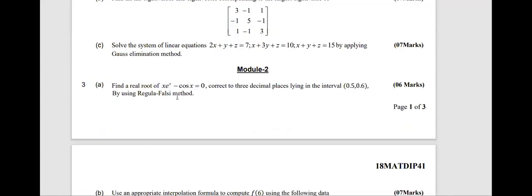Just make a note of it. Find a real root of x e raised to x minus cos x equal to 0, correct to 3 decimal places, lying in the interval 0.5, 0.6 by the Regula-Falsi method.